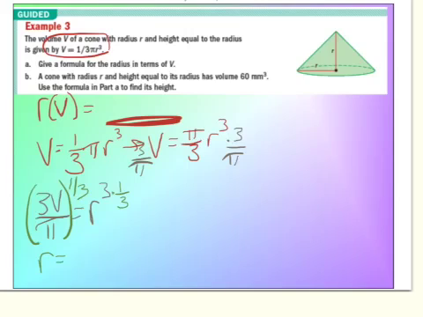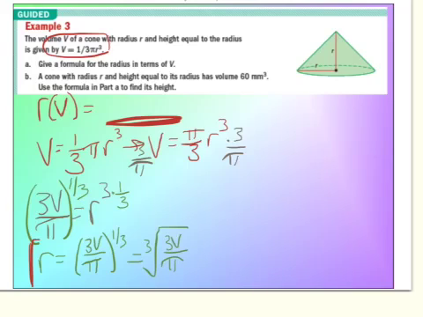we could have that the radius is equal to 3v over pi, to the 1/3. If you wanted it as a radical instead of an exponent, you would say the cube root of 3v over pi. Those are equivalent and mean the same thing. So that is part A.